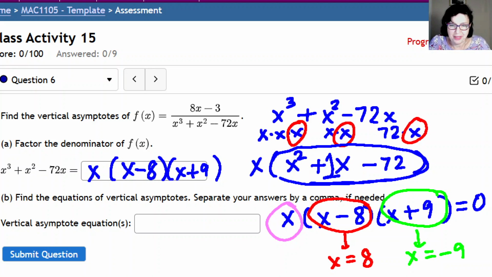Well, that's the trick, okay? That's the thing. x could be 0 when x is 0. Right? x is 0 when x is 0. So yes, you're actually going to have another asymptote here, which is x equals 0, which is the y-axis, okay? So you'll have 3 asymptotes.